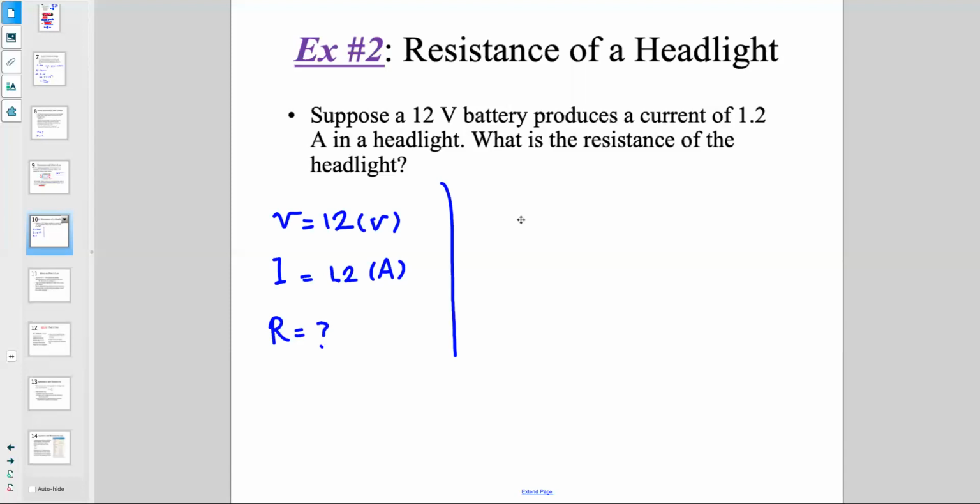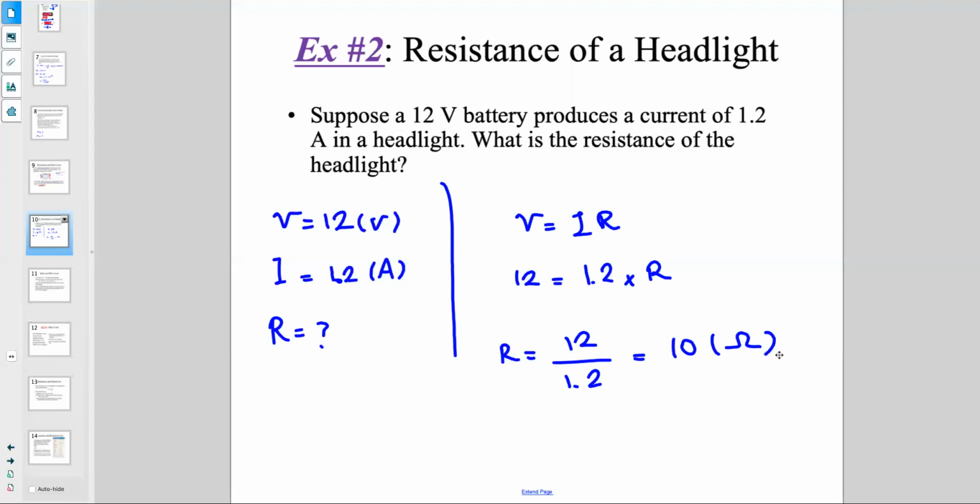We know that Ohm's law is telling us V equals IR. So V, which is 12, equals I, which is 1.2, not 12, times R. If you want to solve it for R, R is then 12 over 1.2, which is 10. So R, in units of ohms, is 10.